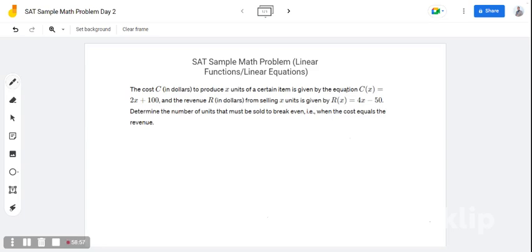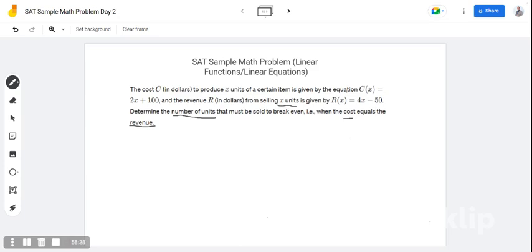So let's take a look at this problem. First thing we need to know is, what are we looking for? Well, in our problem, it tells us that we need to determine the number of units. So in here, x represents the units. So we should be thinking, I'm trying to figure out what x is. And using our hint, we're going to set our cost equal to our revenue.